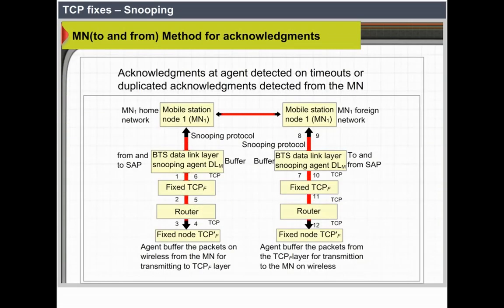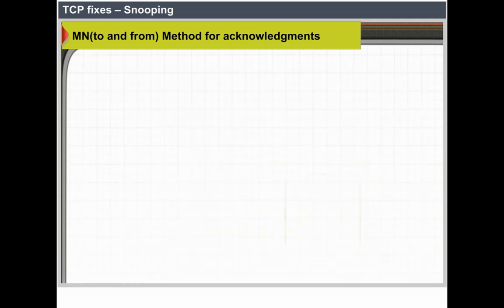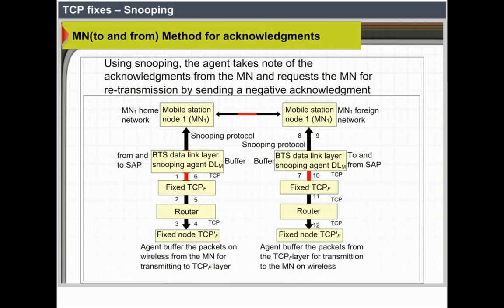Acknowledgements at the agent are detected on timeouts or duplicated acknowledgements from the MN. Acknowledgements at the MN are detected by negative acknowledgement. A request for retransmission is conveyed to the MN in case the packets are not received or lost through the wireless network. Using snooping, the agent takes note of the acknowledgements from the MN and requests the MN for retransmission by sending a negative acknowledgement.